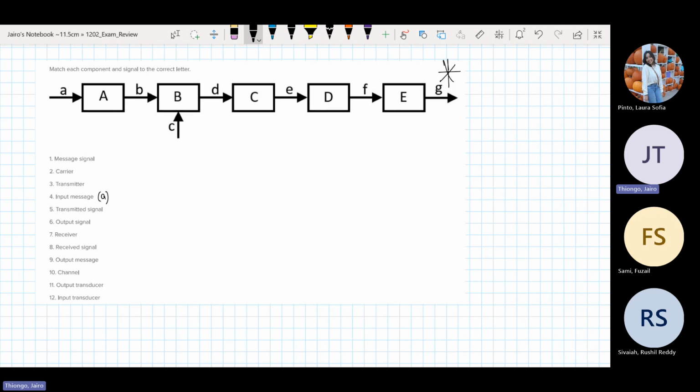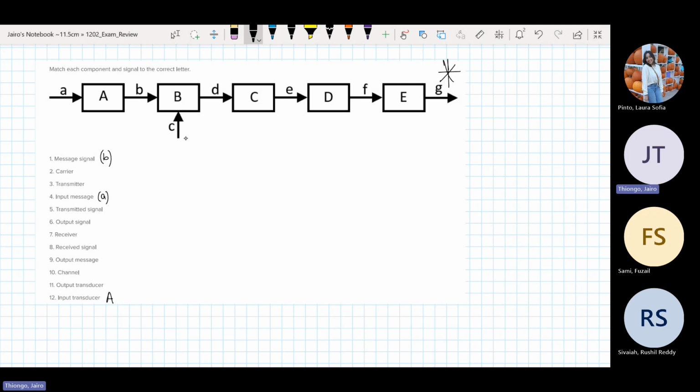And then the small a, or rather lowercase a, for the uppercase A will be the input transducer. And then B will be the message signal. I have a cheat sheet over here, so it's hard to understand it. But since you're the ones who are going to do the exam, I would highly recommend you take your time understanding it.